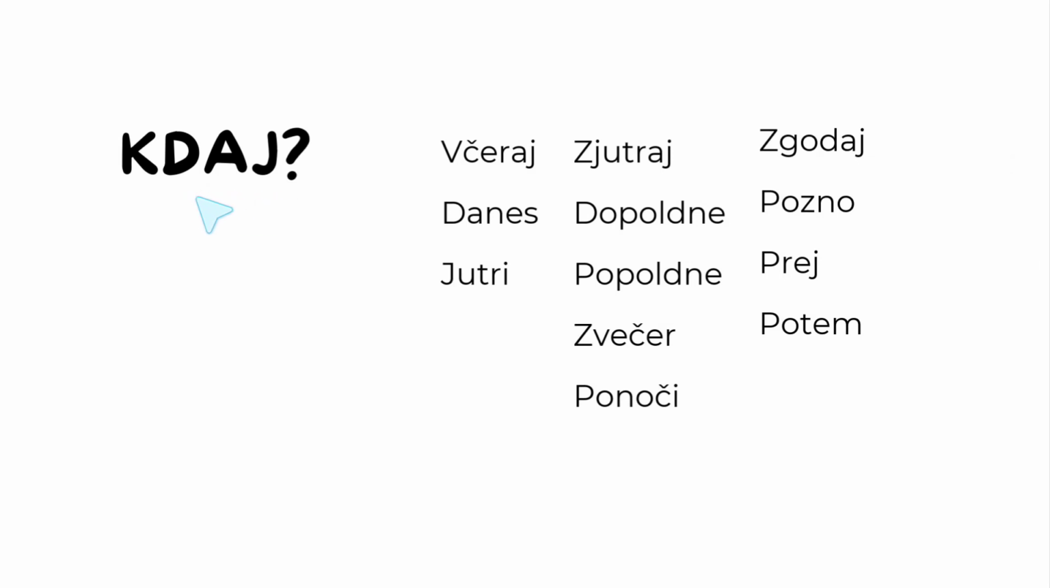When we ask kdaj, it means when. So, kdaj, we can respond some of this. Včeraj, which means yesterday. Danes, which means today. And jutri, which means tomorrow. So, včeraj, danes, jutri. Zjutraj means in the morning. Dopoldne, which means in the time before noon. Popoldne, which means the afternoon. Zvečer, which means in the evening. And ponoči, which means at night. So zjutraj, dopoldne, popoldne, zvečer, ponoči. And we have zgodaj, which means early. Pozno, which means late. Prej, which means before, and potem, which means after.